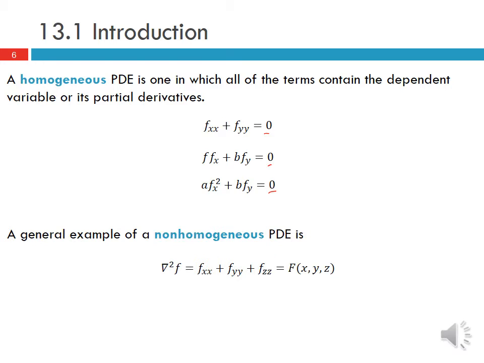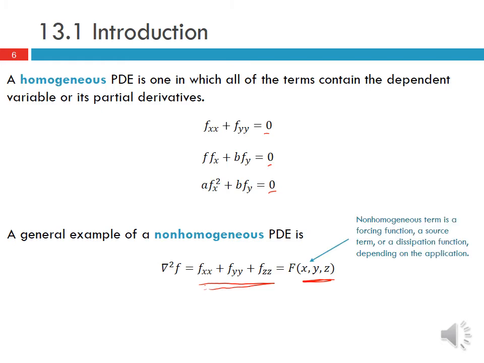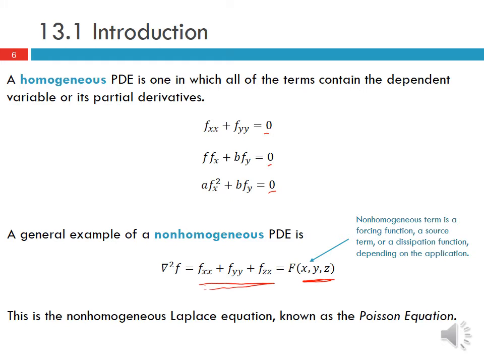A general example of a non-homogeneous PDE is shown here. We've got the partial derivatives on one side of the equation, and then some function of the independent variables on the other side of the equation. The non-homogeneous term is a forcing function, a source term, or a dissipation function, depending on the application. This particular example here is the non-homogeneous Laplace equation, which is also known as the Poisson equation.